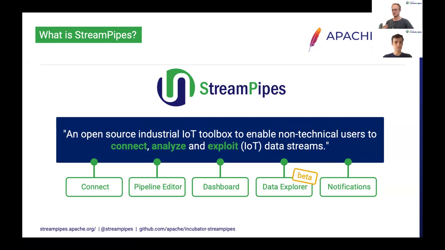Our software has different modules, such as a connect module to connect the data streams, a pipeline editor to plug together data analysis pipelines, then a dashboard to monitor certain KPIs, and also a data explorer, which is still in beta, which serves as a convenient tool to create data sets to train, for example, machine learning models or to collect data in general. Finally, the user can get notifications about certain events in the data stream, so that you can then act on the result of the analysis.